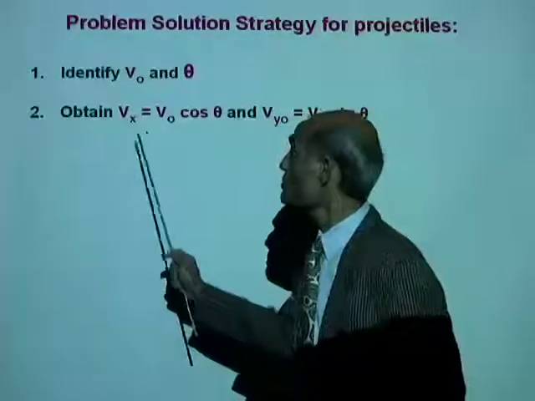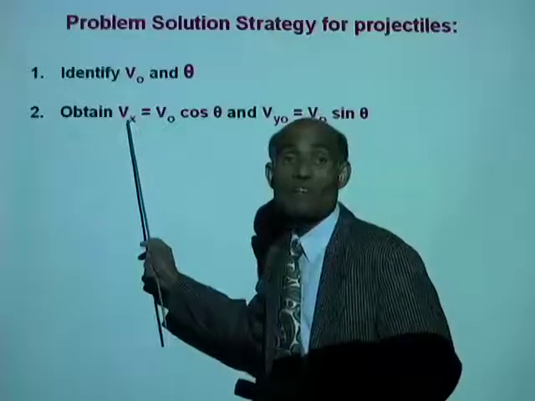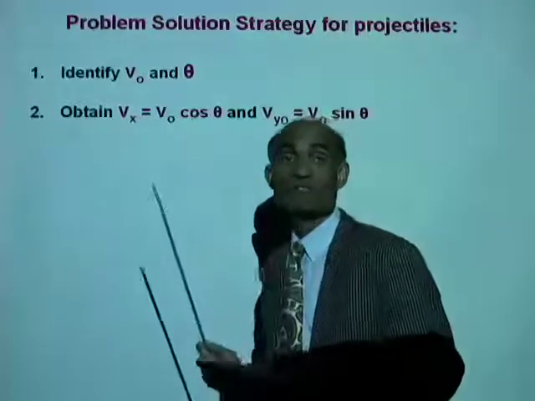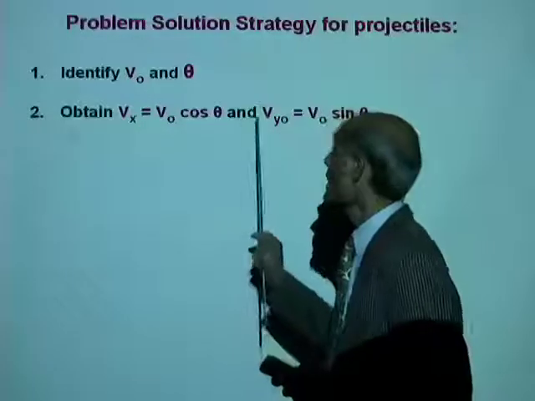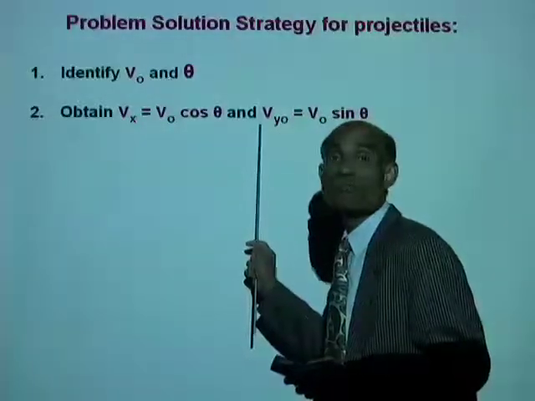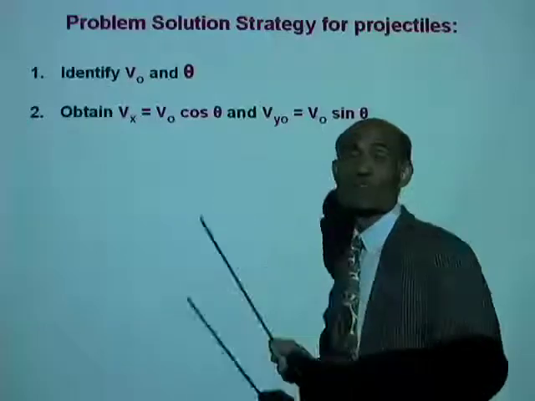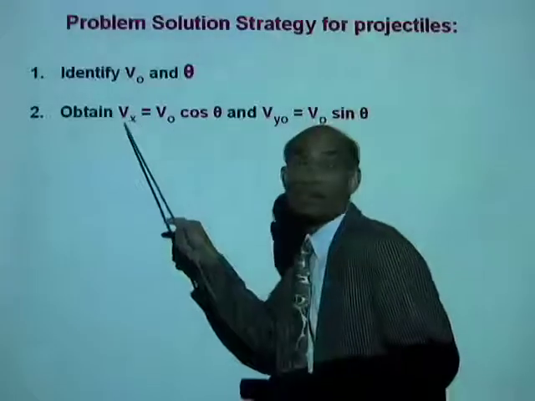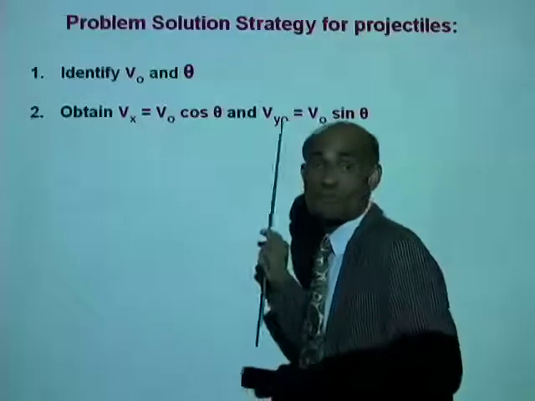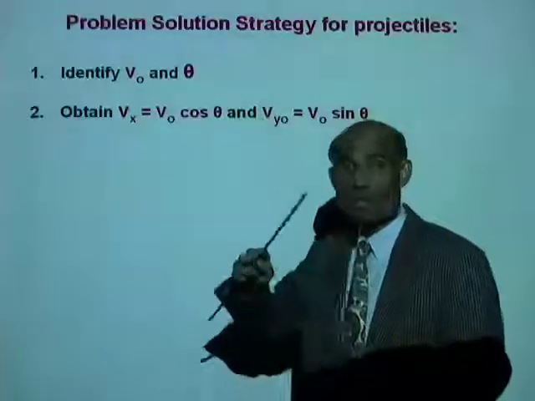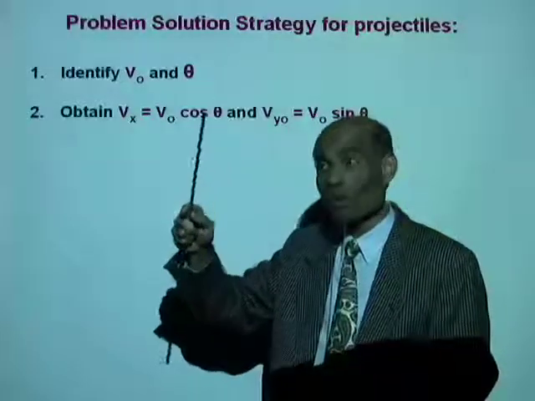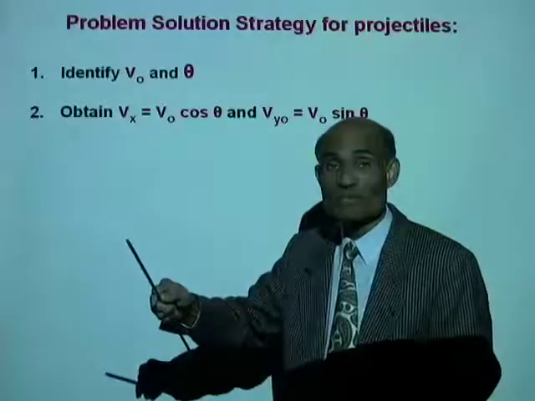The second thing to do is obtain the x component of the velocity, that is v0 cos theta, and the initial y component of the velocity v0 sin theta. Now, the x component does not change. The y component of the velocity will decrease, reaches a zero at the top point, and then decreases.